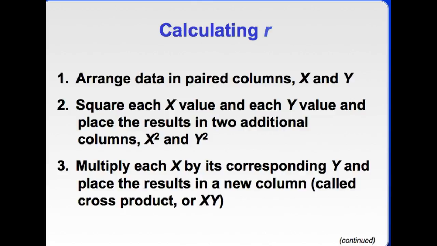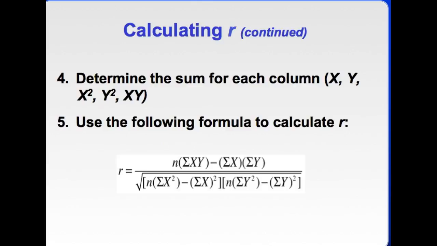Let's calculate R. Arrange data in paired columns, X and Y. Square each X value and each Y value and place the results in 2 additional columns. Multiply each X by its corresponding Y and place the results in a new column called cross product or XY. Here's that calculation. Determining the sum for each column. You use the following formula to calculate. Now keep in mind we have calculators to do this and we have software programs that will calculate this for you.